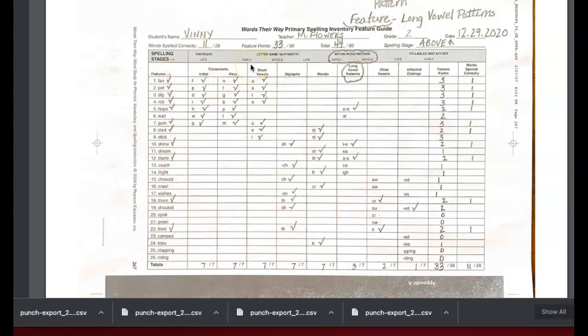Then you're going to look down the feature columns and add those up. So Vinny got, for the initial consonants, 7 out of 7. Final consonants, 7 out of 7. So Vinny's doing very well. He gets blends. So then we get to the long vowel pattern, and Vinny only gets 3 of 7. This is where I'm going to start my instruction with Vinny.